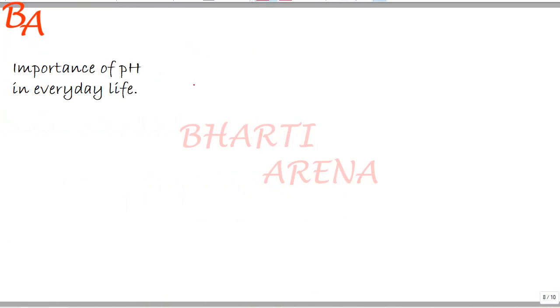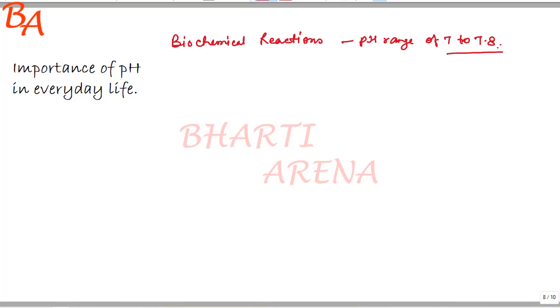Importance of pH in everyday life. First, biochemical reactions take place in a pH range of 7 to 7.8. Even a small change in pH, that is pH range, disturbs these processes.